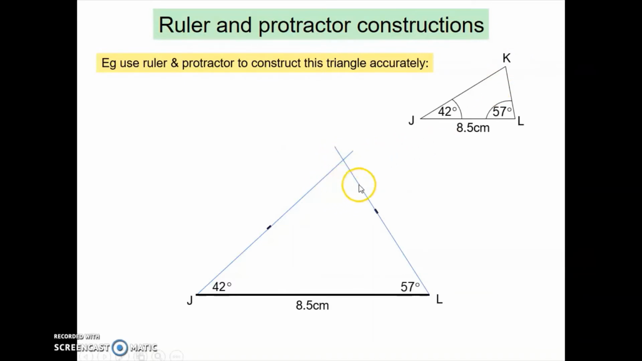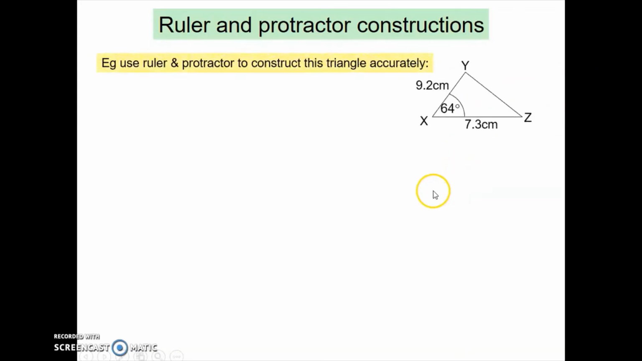So here we have angle K. I'm just going to draw that in and label it as angle K. So what we have here is an accurate drawing, a scale drawing, accurately drawn, and it's a representation of this diagram here. Let's have a go at another one.